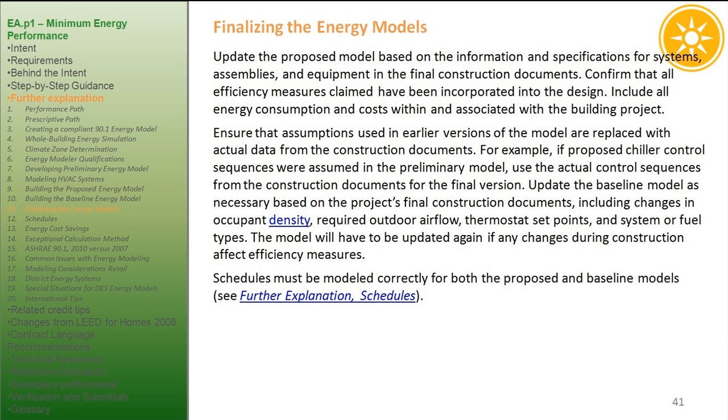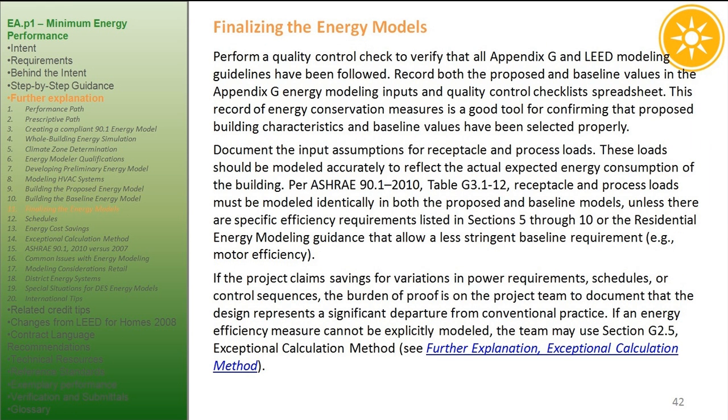Schedules must be modeled correctly for both the proposed and baseline models. See further explanation, schedules. Perform a quality control check to verify that all Appendix G and LEED modeling guidelines have been followed. Record both the proposed and baseline values in the Appendix G energy modeling inputs and quality control checklist spreadsheet. This record of energy conservation measures is a good tool for confirming that proposed building characteristics and baseline values have been selected properly.